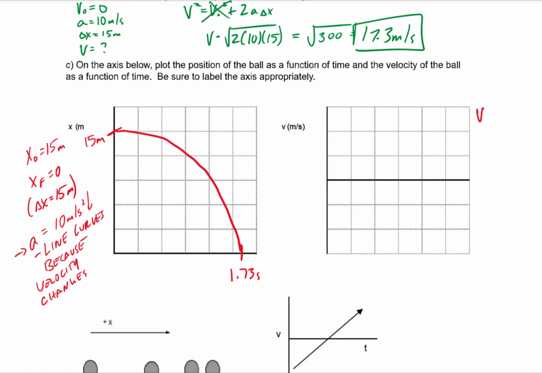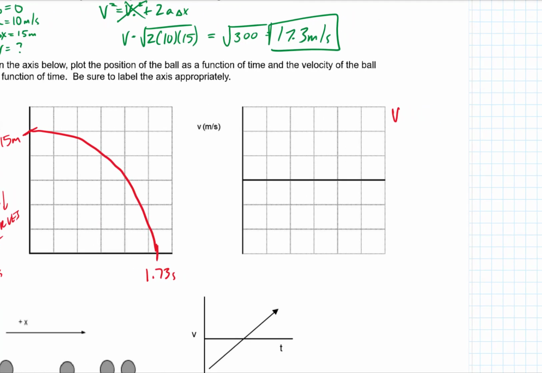We're going to do the same thing for velocity. Here I know that my initial velocity is 0. My acceleration is 10 meters per second squared down. My final velocity is 17.3 meters per second down. So I'm starting off with a 0 velocity, ending with a negative velocity, and I have a constant negative slope the whole time.